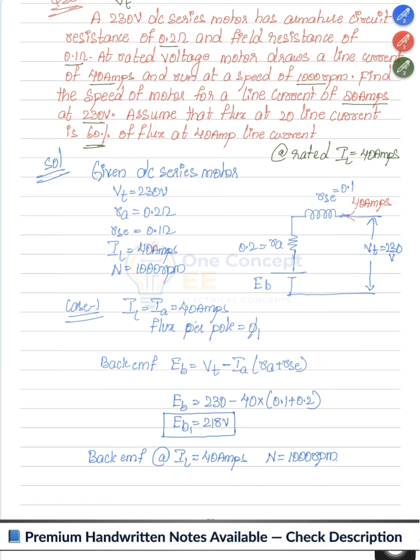Means flux in the second case is equal to 0.6 times the flux in the first case. This phi 1 is in rated condition, and phi 2 is when the armature current is 20 amps. Right? Let's write down the data here.